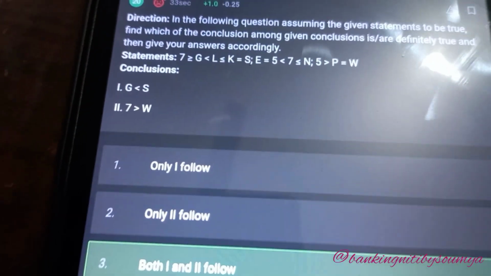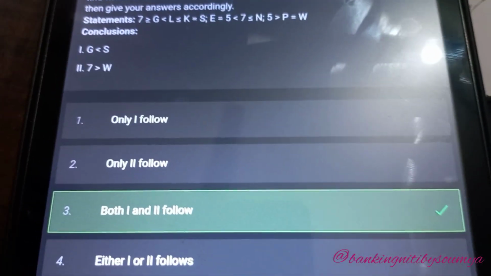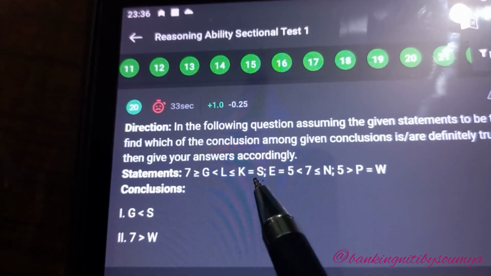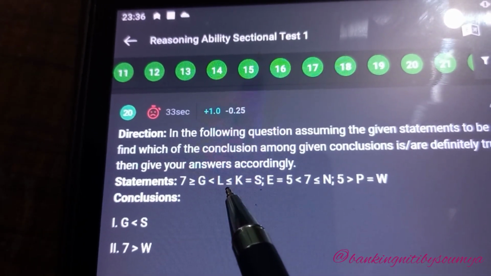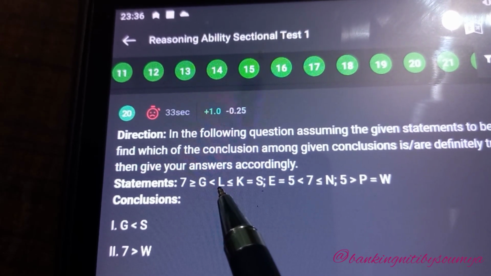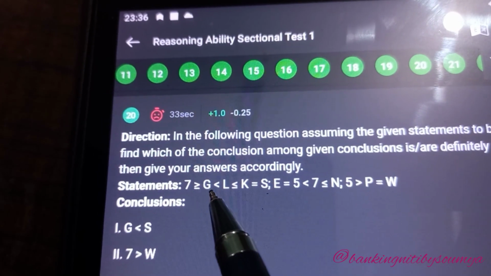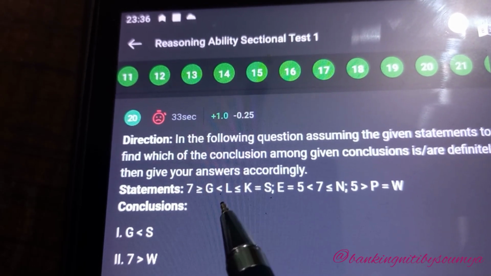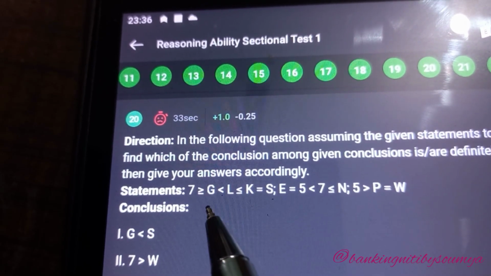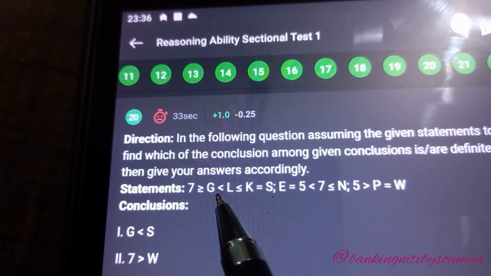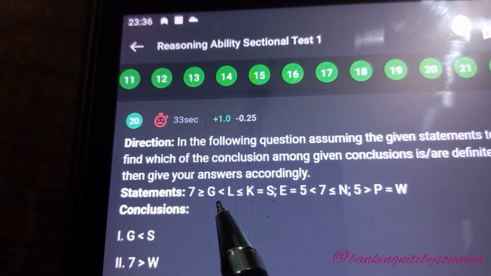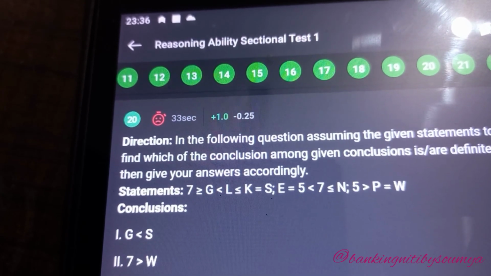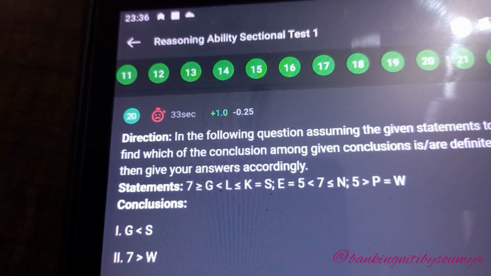Now in the next question we can see S is greater than G. We can see S is equal to K, K is greater than or equal to L, and L is greater than G. We can see our first category, or first generation, sign is present. So always give priority to the first category of sign, that is greater than or smaller than. So here S is greater than G. So it is true. Our first conclusion is right.